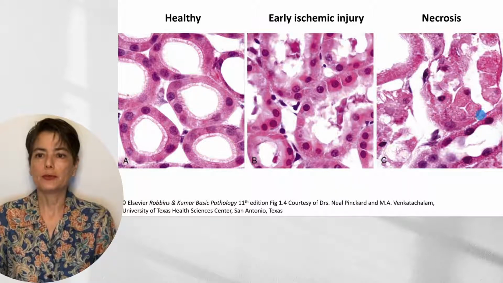So they've moved from just being loose to detaching from the basement membrane. We see some pycnosis here. Look how dark these nuclei are. They're a little bit smaller. And we don't see karyorrhexis in this.